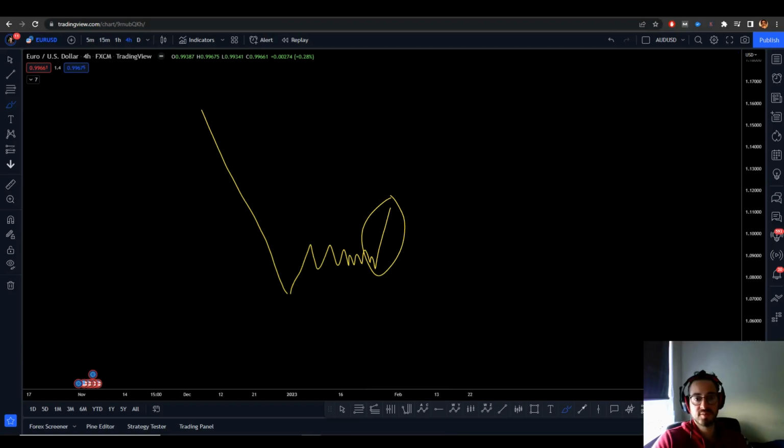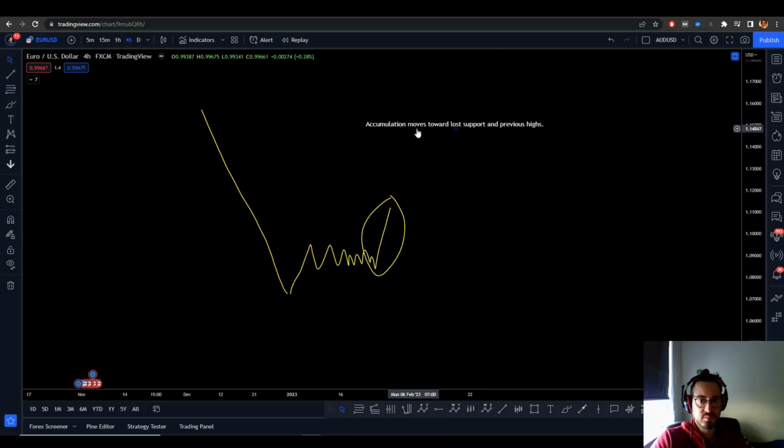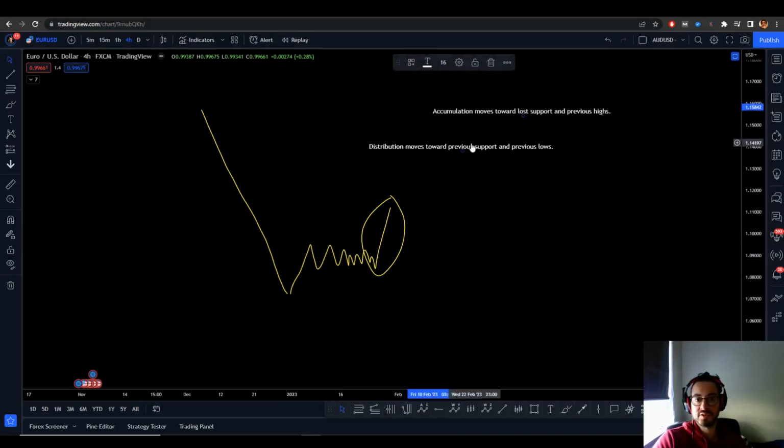Because the thing is that accumulation, let me just get this here on the screen. Accumulation moves toward lost support and previous highs, and distribution moves toward previous support and previous lows. So what does this mean?